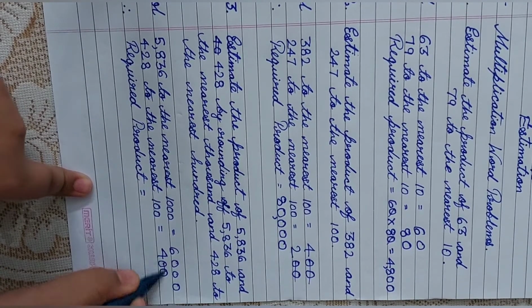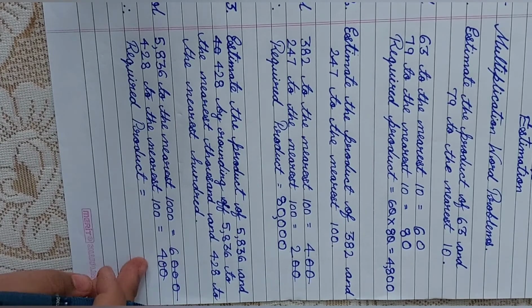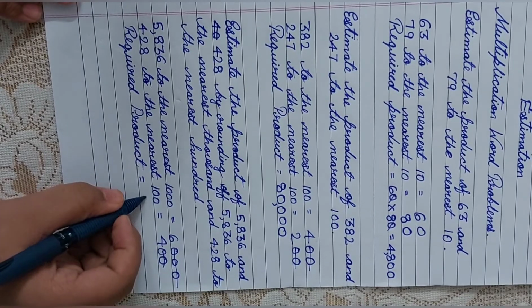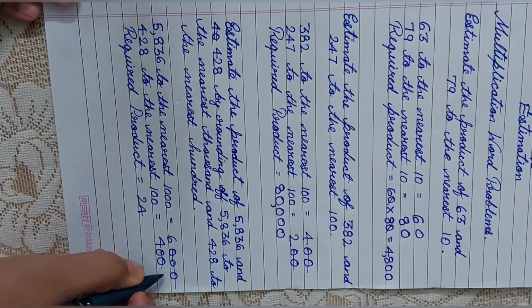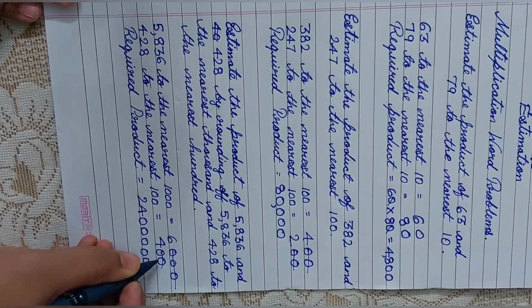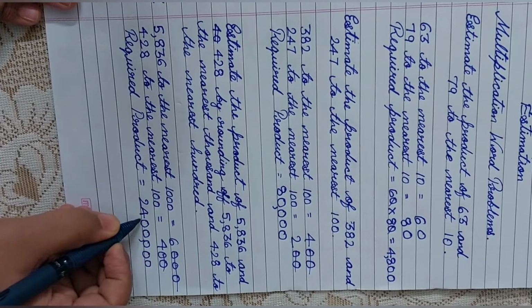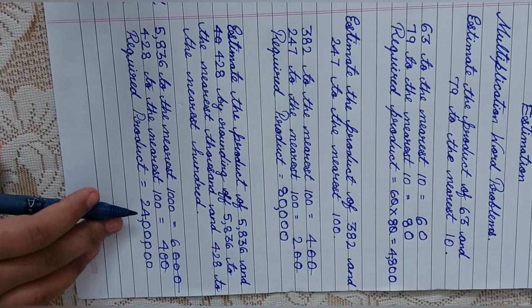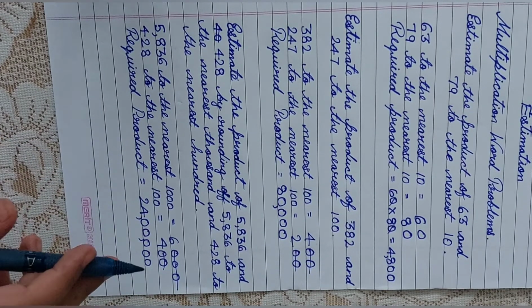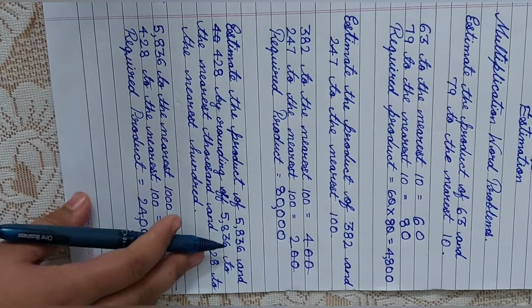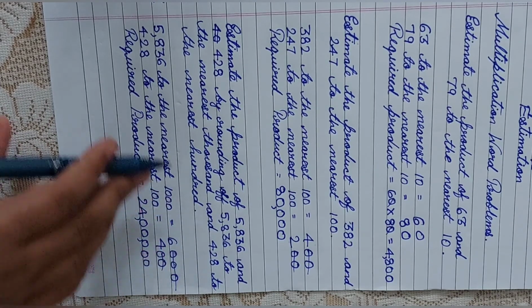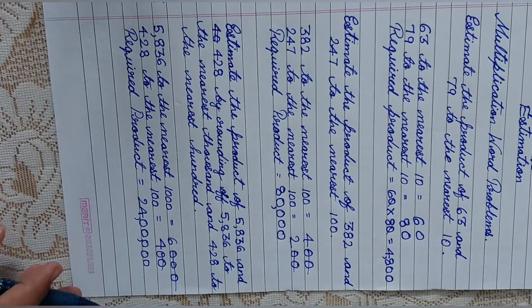So let us take out the zeros. There we go. So 6 fours are what? Or 4 6s is equal to what? 24. So we are going to write 24. Add the rest of the zeros. 1, 2, 3, 4, 5. So we are going to give the commas, and so we have the final product as 24 lakhs. So the estimated product of 5,836 to the nearest 1,000 and 428 to the nearest 100 is 24 lakhs.